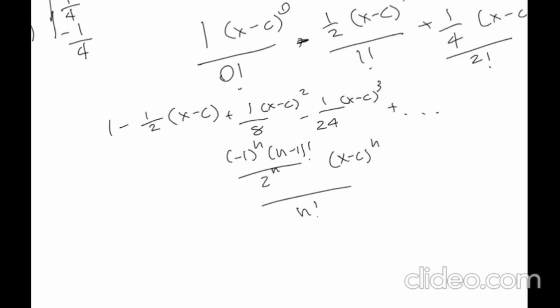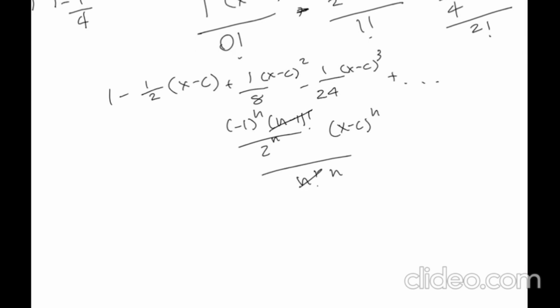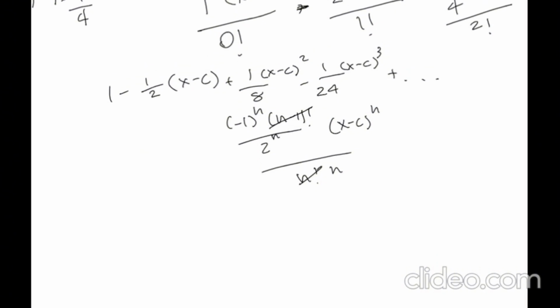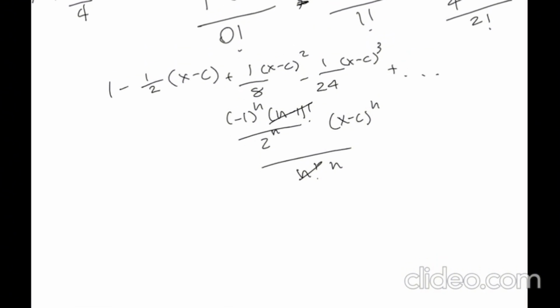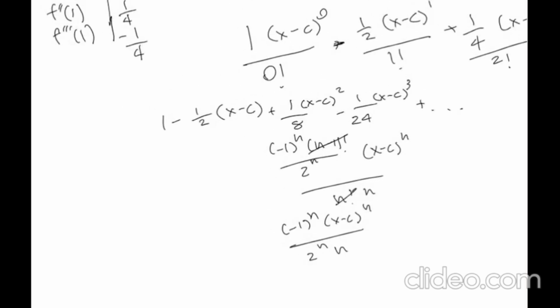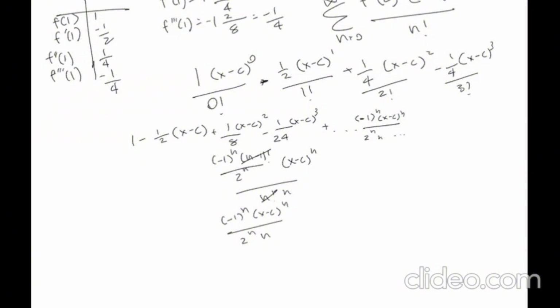So then this can cancel out, and this cancels out. This becomes n. So then the equation is just negative 1 to the n times x minus c to the n over 2 to the n times n, and I'm going to put that here for the general term. So that's negative 1 to the n times x minus c to the n over 2 to the n times n, dot dot dot. Kind of ran out of space here. Oh, never mind, we're good again. So yeah, that's part A.